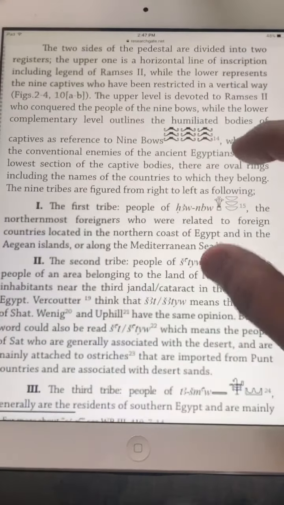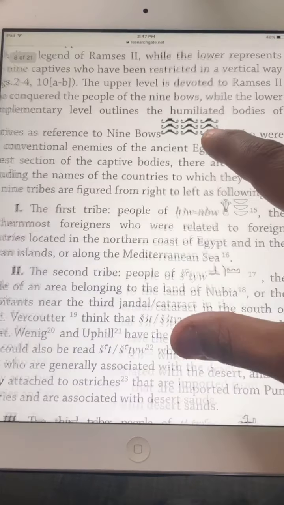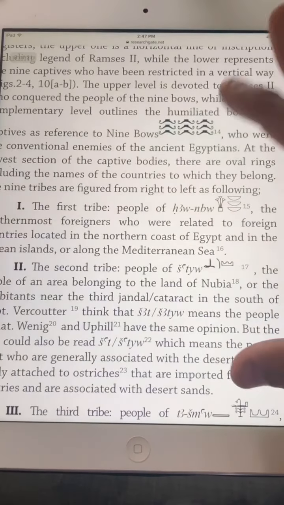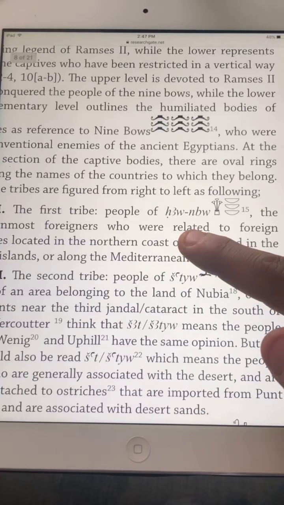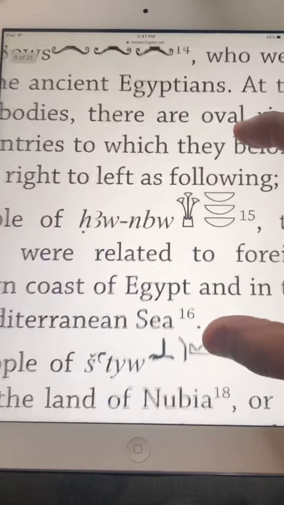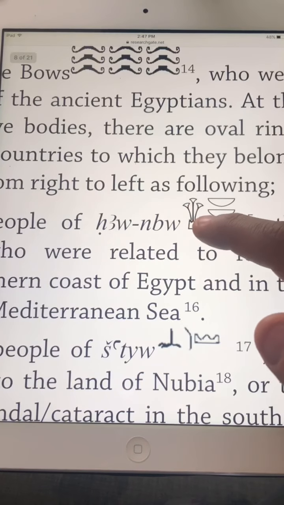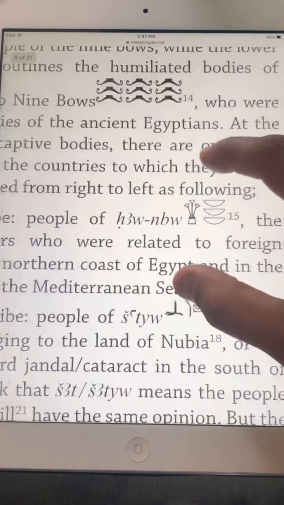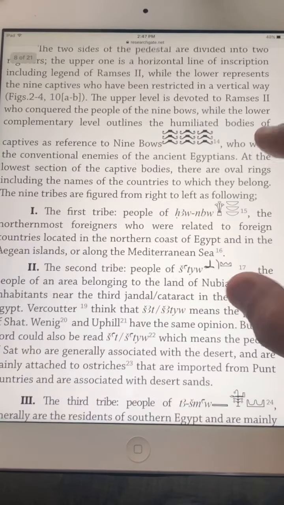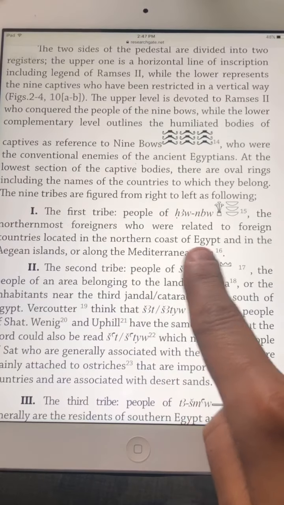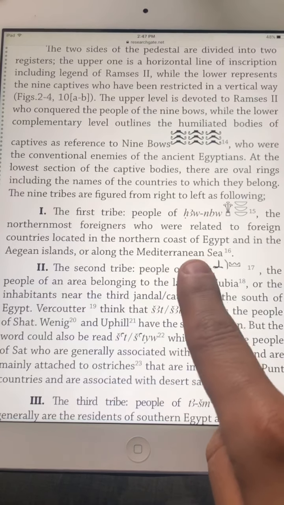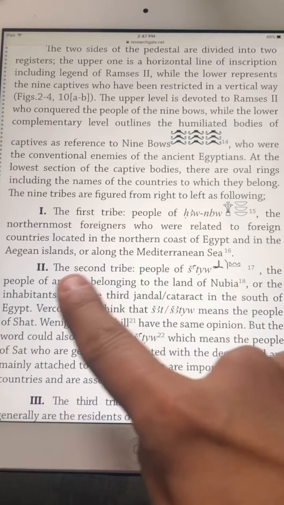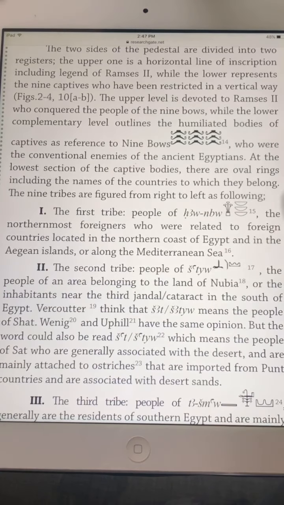The first enemy, it says it right here. The first tribe, and it depends how they were set up based on importance during whichever time period, but here they are. The first tribe, known as the Hau Nabu. You could see the pronunciation here, the word Hau, which is pluralized with Nabu right over here. They are the foremost foreigners who were related to the foreign countries located on the north coast of Egypt. So they were on the north coast and in the Aegean islands along the Mediterranean. So they were in the Mediterranean area.